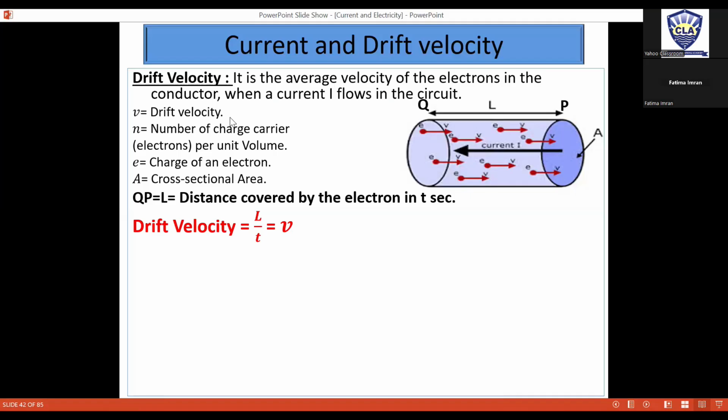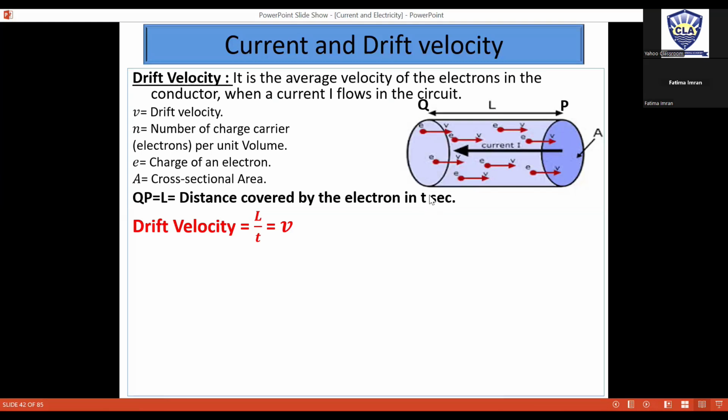Now these are the terms we're going to use. Drift velocity will be represented by V. N stands for number of charge carriers per unit volume. E stands for charge of electron, and A stands for cross-section area. So drift velocity can be written as L over T if we know the length and time.